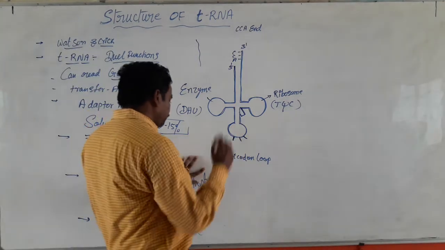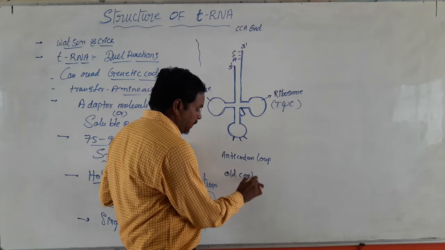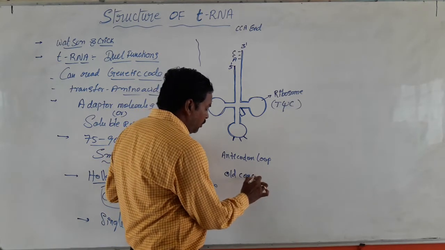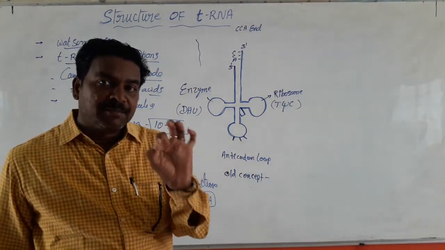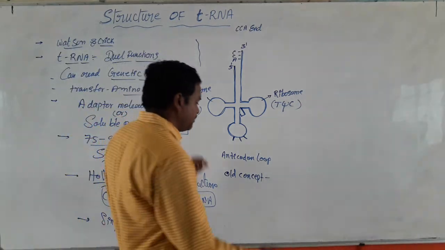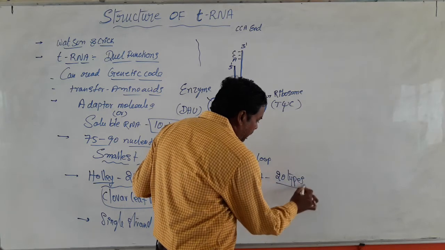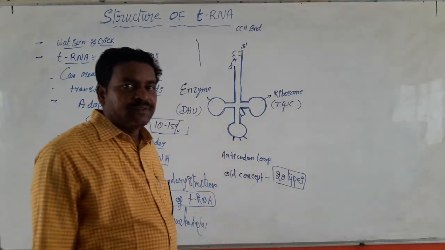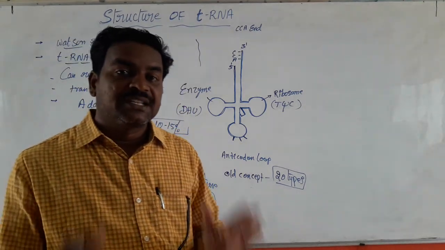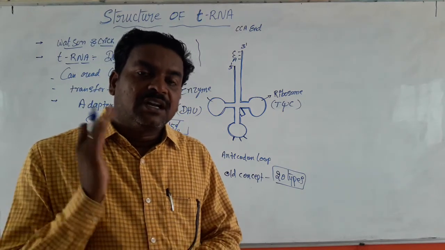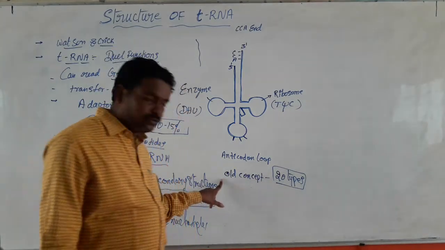According to the old concept, the number of tRNAs is equal to the number of types of amino acids, that is 20 types. There are a total of 20 types of amino acids. According to the old concept, a total of 20 types of tRNAs are present in the cytosol. The total number of tRNAs is equal to the number of types of amino acids, that is 20, according to the old concept.